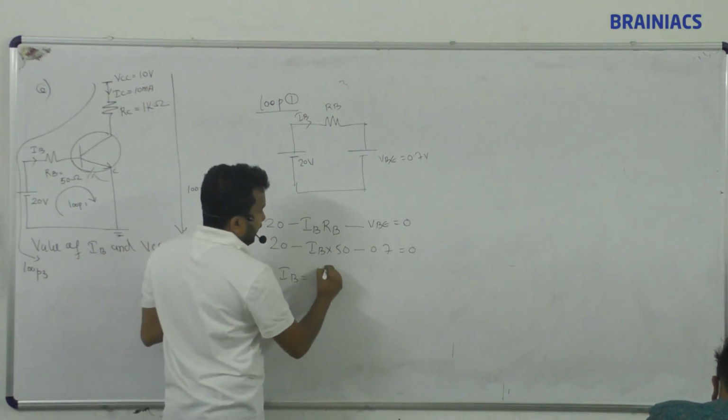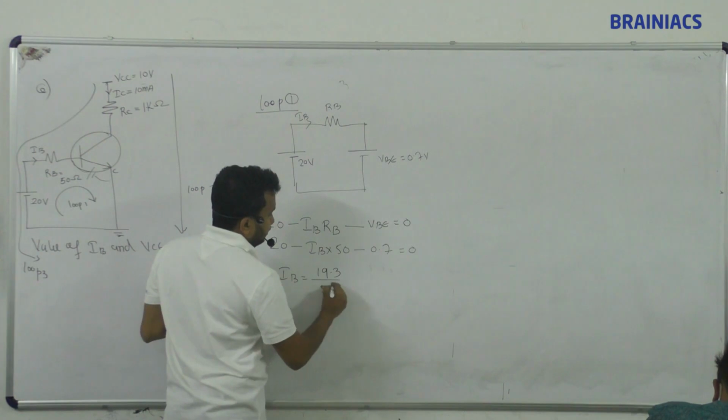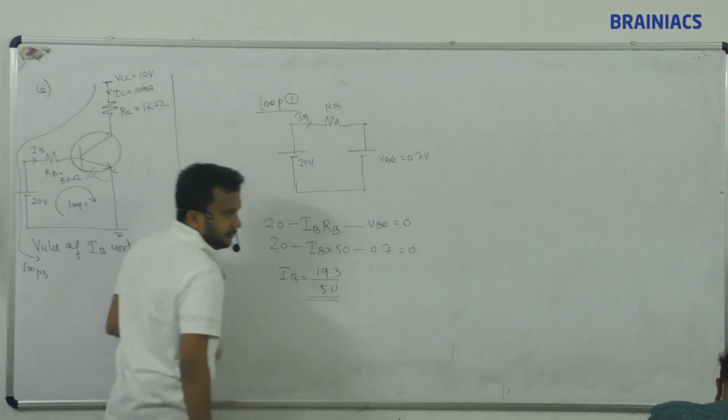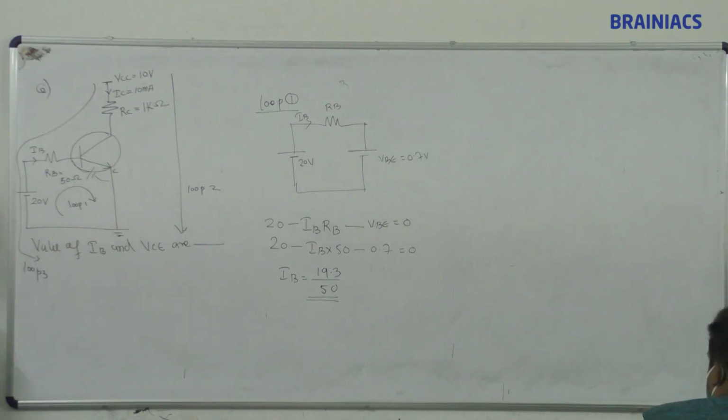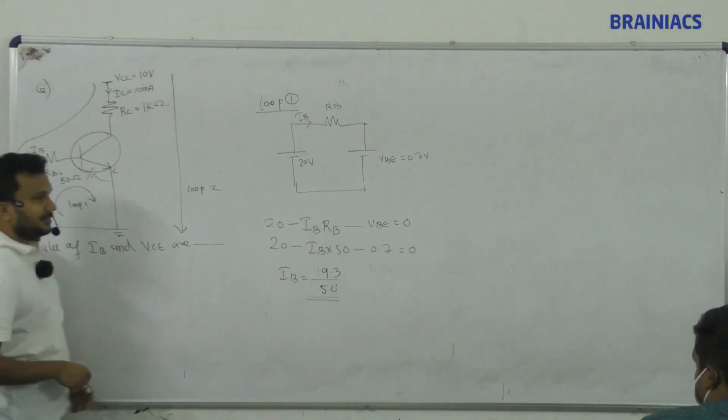IB is equal to 19.3 divided by 50. This is enough to do. Whatever value I have placed in my mind, in the real entrance examination it will be adjusted, maybe some 100 divided by 50. Very easy. They are not checking your calculation skill, right?